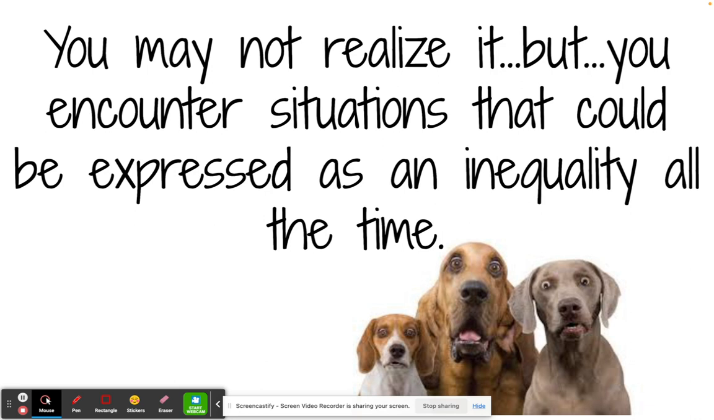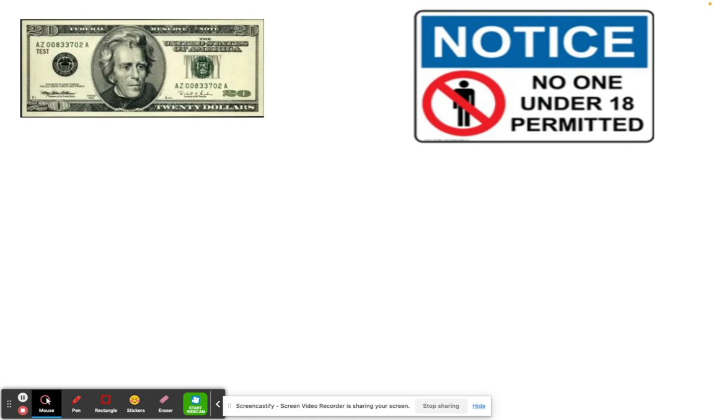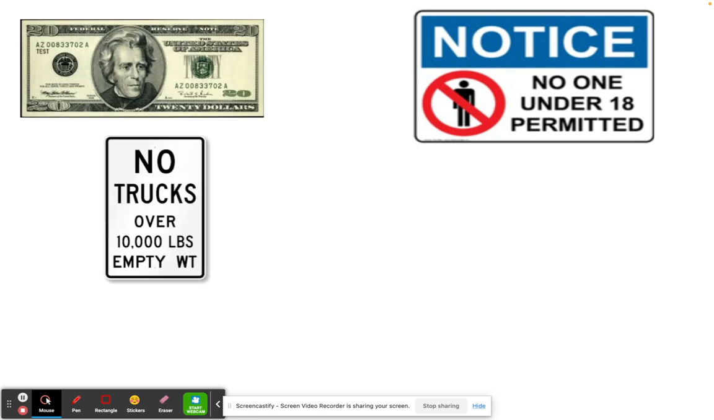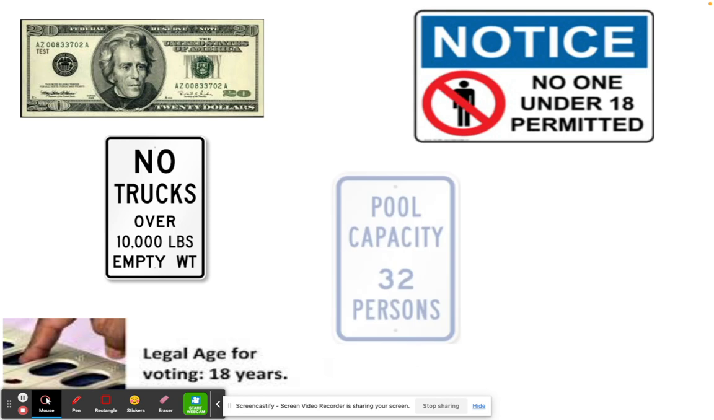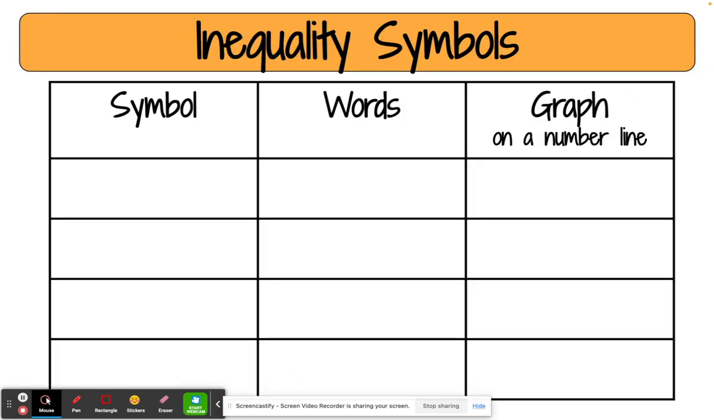You encounter inequalities all the time in real life. No one under 18 permitted. $20 bill. That's an interesting concept. No trucks over 10,000 pounds. Legal voting age. Pool capacity. Minimum speed limit. Maximum speed limits. All of those are inequalities. You might wonder how a $20 bill is, but you can buy anything up to $20. You cannot buy anything more than $20 with a $20 bill.